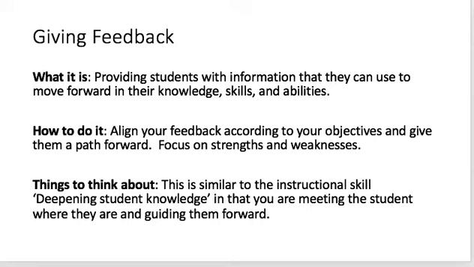How do you do it? Well, one, you align your feedback according to your objectives. Two, you give them a path forward. And three, you talk about all the objectives, the things that they were good at and the things they weren't that good at. Things to think about then is that this is similar to the instructional skill deepening student knowledge, and that you are meeting the student where they are and guiding them forward. And again, when we think back about that instructional skill, it didn't matter if the students had exceeded, met, or were struggling to meet the standard. You were always trying to take them to the next step.